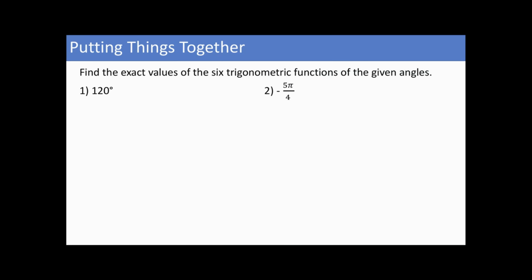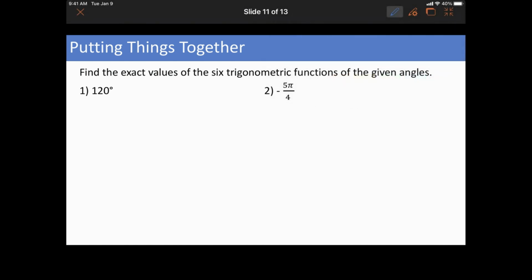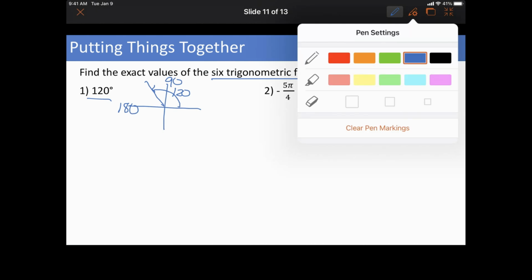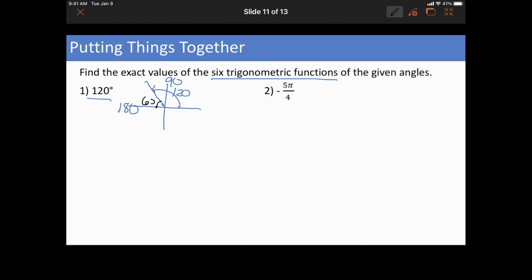All right, so putting things more together. So we're still not going to use the unit circle again. But how does everything that we did work together? Before, we found the 6 trigonometric ratios given a point or the sine of one ratio first, but now we're given the angle. So what I'm going to do is draw that angle. And we're looking for the reference angle. So we'll see how everything now works together. I know it falls in the second quadrant because 120 is between 90 and 180. So 120 is here. So the reference angle here would be 60.